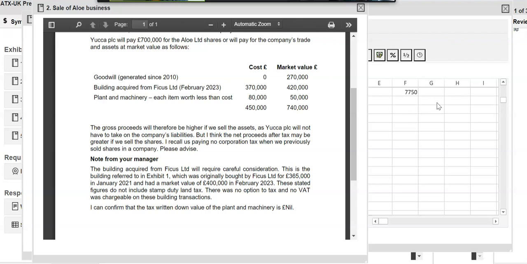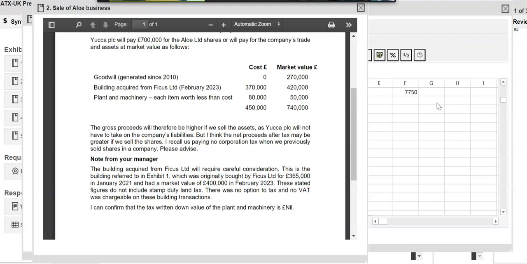First of all, we are having a profit in relation to goodwill. We have to see each asset one by one. If we talk about goodwill, the market value is 270, cost is 0, so the whole 270 would be a gain, right? Agreed. Then the building was having a value of 420,000, and if you deduct the cost, that is 372,000 pounds. 370,000, right?